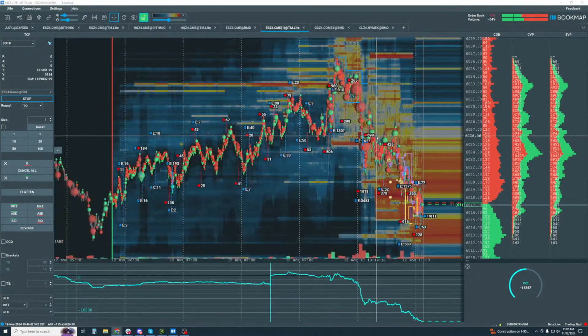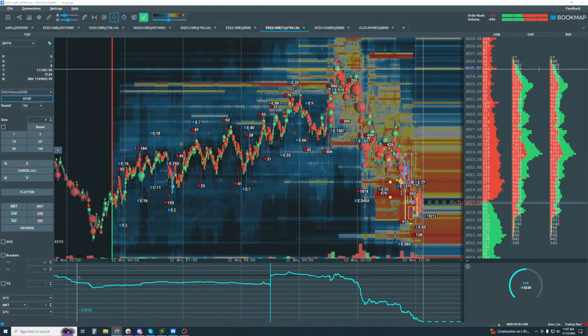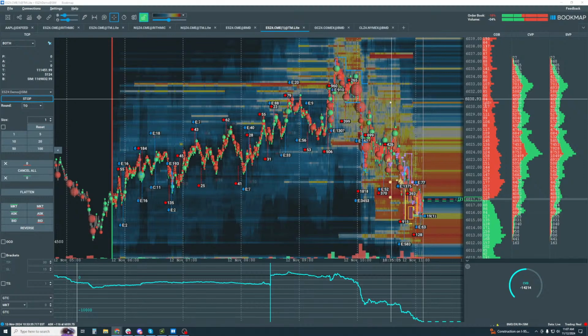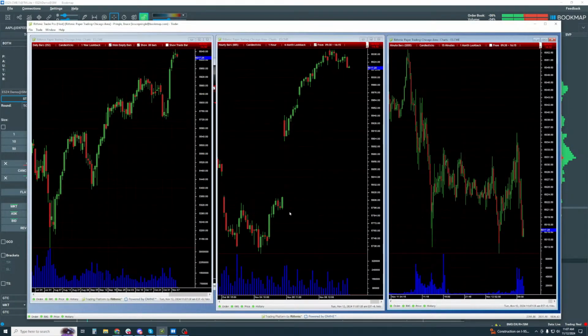Now let's zoom out a little bit here. Boy, pretty ugly looking profile. Let's jump back to our higher time frame here and take a look and see what's going on.